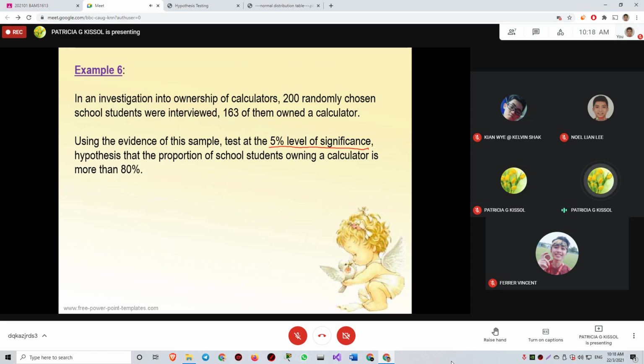And we want to test the hypothesis that the proportion of school students owning a calculator is more than 80%. So what tail? One tail, two tail, left or right? Right. Yes, one tail. It's a right tail, because the claim we want to test is more than 80%.